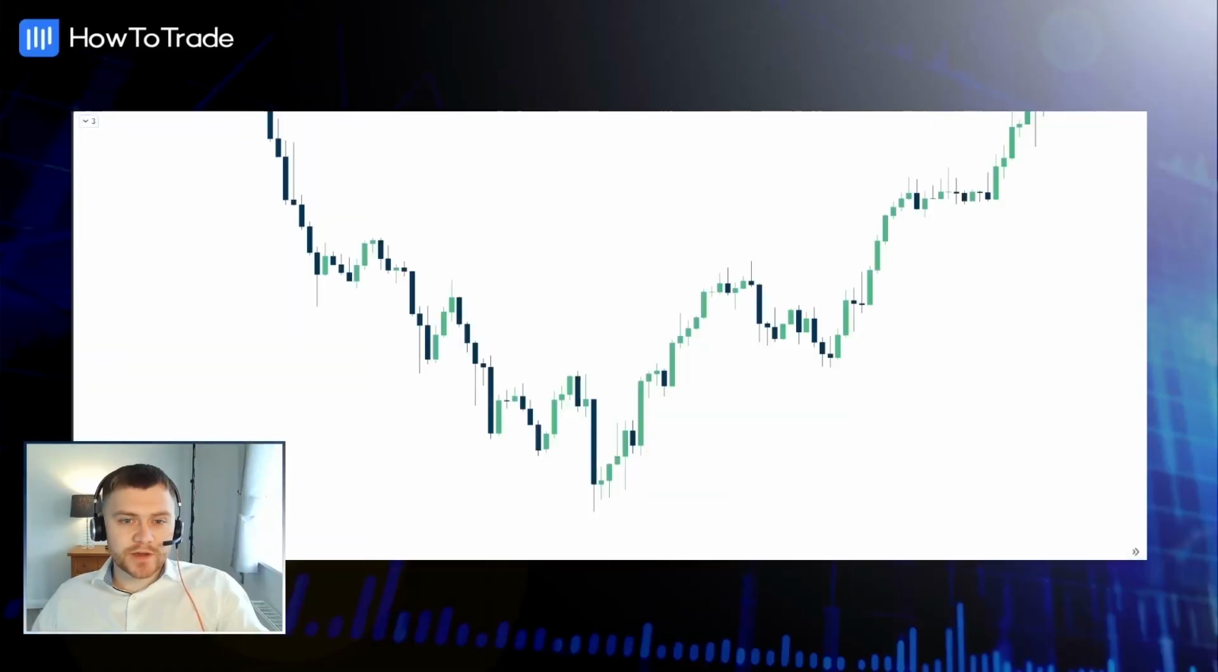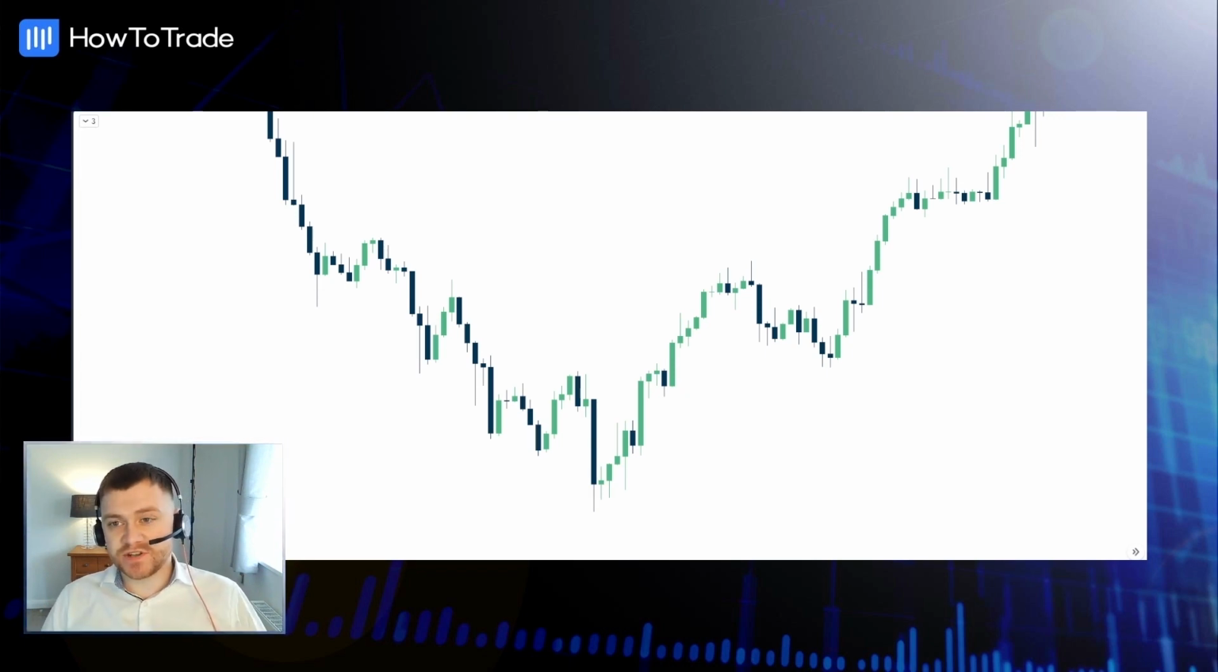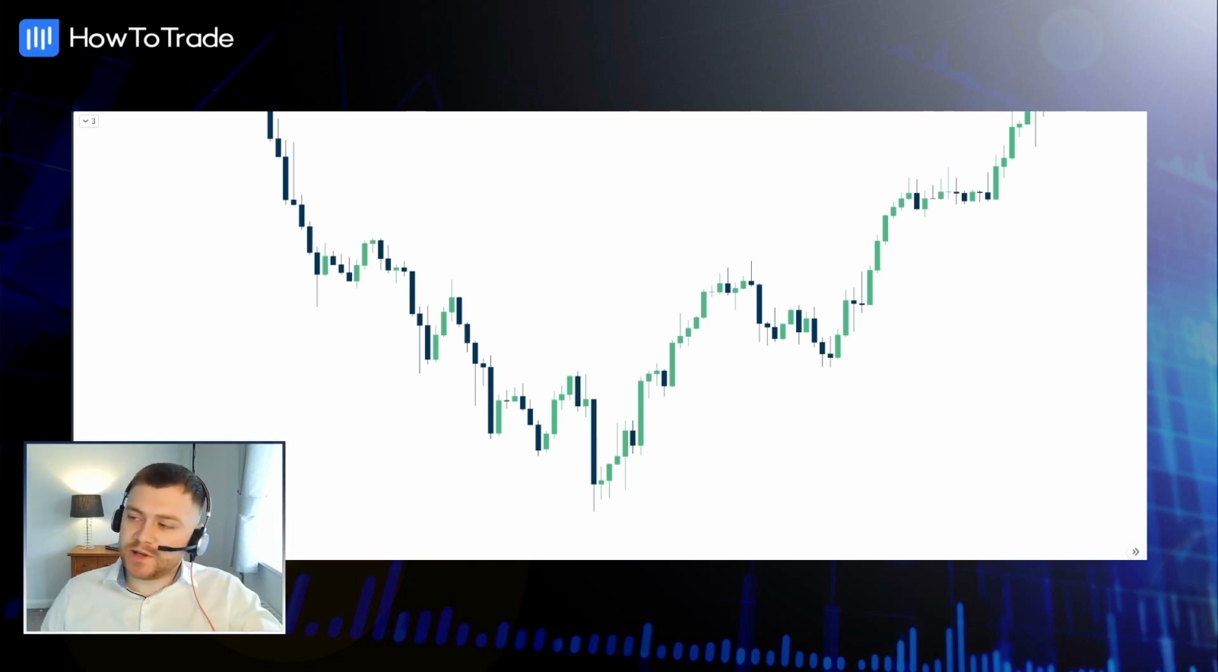So let's have a look at how we can trade this inverse head and shoulders pattern. And the easiest way to do this is via a breakout strategy. And also you may want to confirm some levels with some Fibonacci retracement. So we're going to do exactly that.